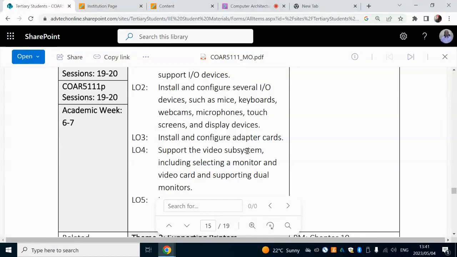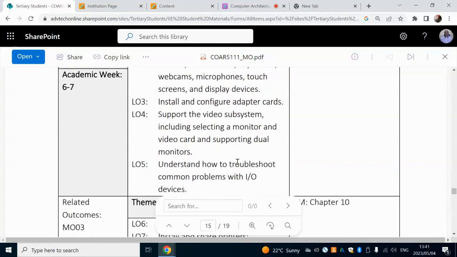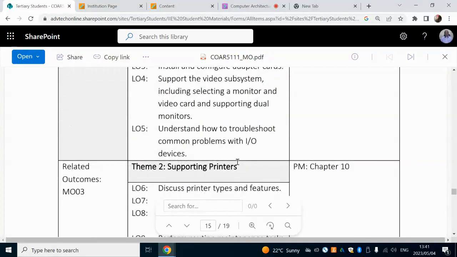does the operating system support it? Does the hardware support it? Do I have multiple ports to plug in multiple monitors? Am I going to use HDMI? Am I going to use VGA? Or what other port could I use? So selecting video subsystem, including monitor and video card, and supporting dual monitors. So they're talking about dual monitors here, not multiple monitors.